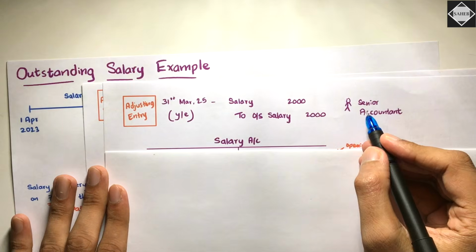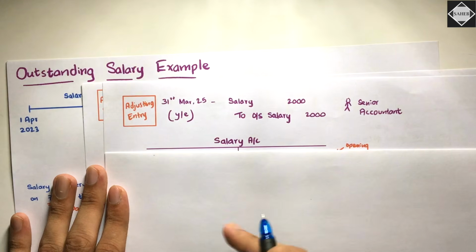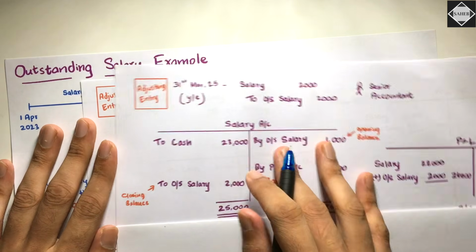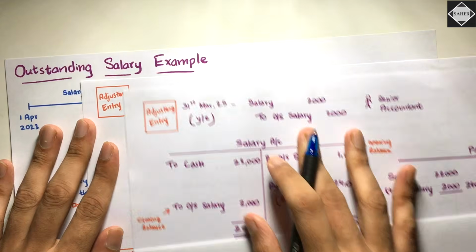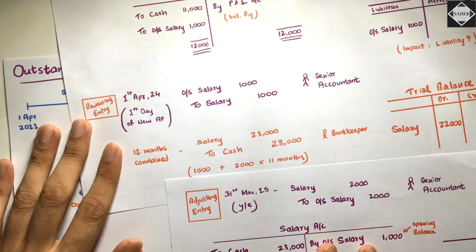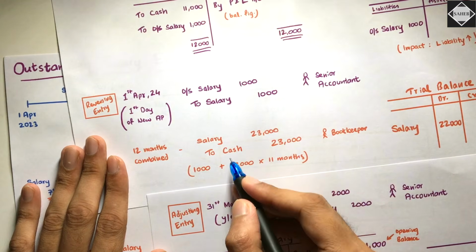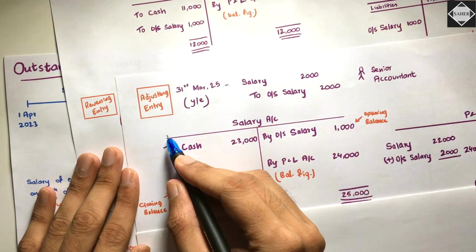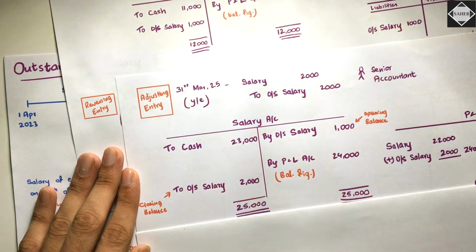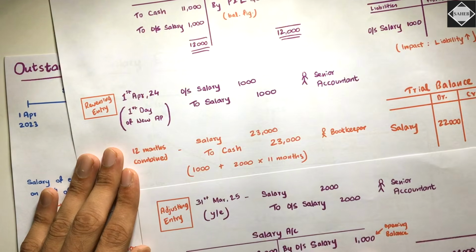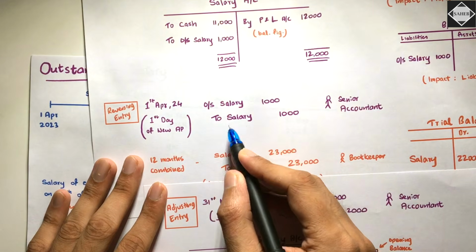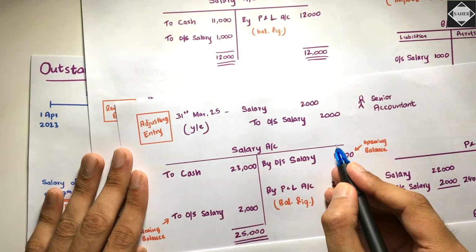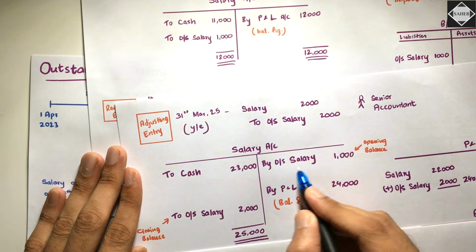Fine. And then we have to prepare the T account. In the T account only we'll understand everything properly. See here, in the T account, what will be happening? Salary account to cash. First, what happened? First, he paid, na? I mean, the bookkeeper recorded the payment of salary to cash, 23,000. So we have to take that in the T account. Salary is getting debited because of cash payment, 23,000. And then see, reversal also happened. Because of the reversal, salary account got credited over here by 1,000. So salary account got credited because of outstanding salary reversal, 1,000.